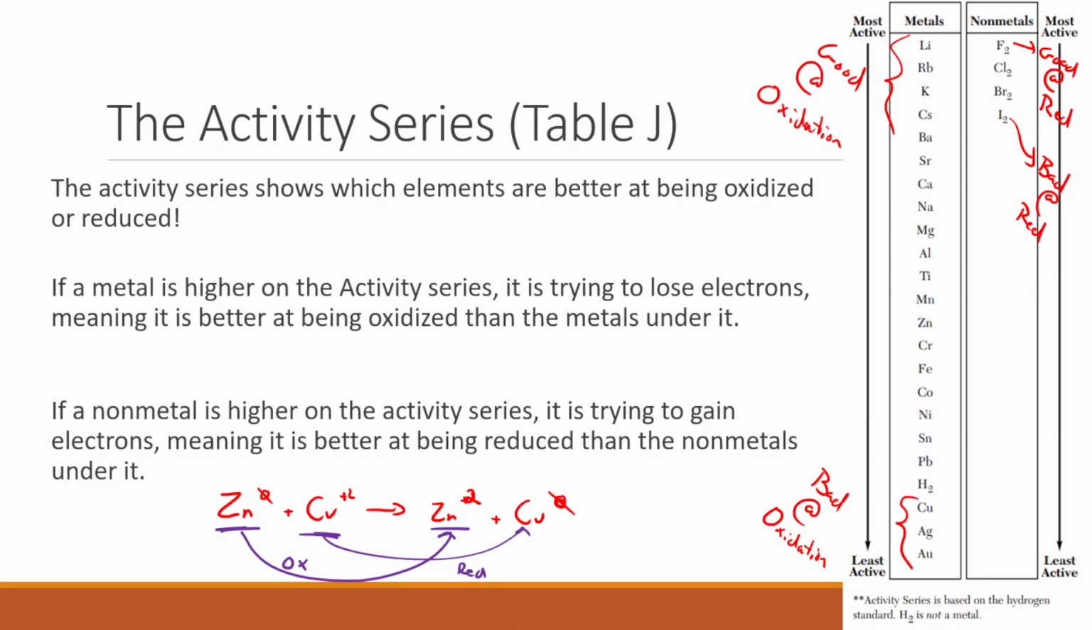So the question I need to ask myself to find out if this is spontaneous or not is, is zinc higher on the table than copper? And in this case, it's true, right? Zinc is higher. Zinc should be oxidized. Copper is lower. Copper should be reduced. Because zinc is better at being oxidized.